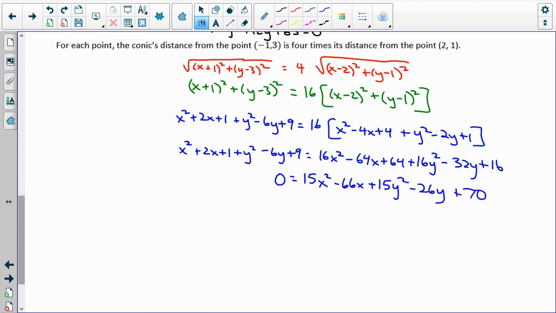And when I look at this, I see that x squared and y squared have the same sign, and they both have the same coefficient. So this is a circle.